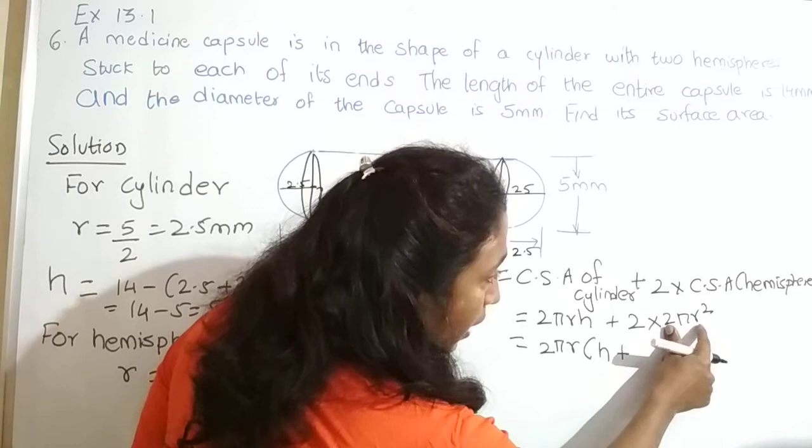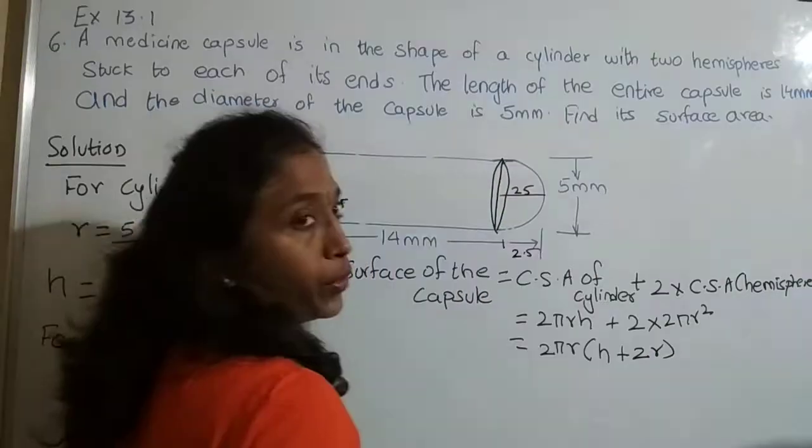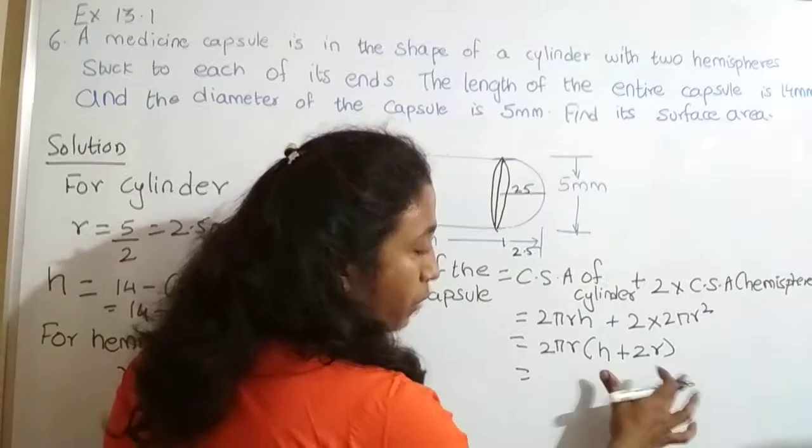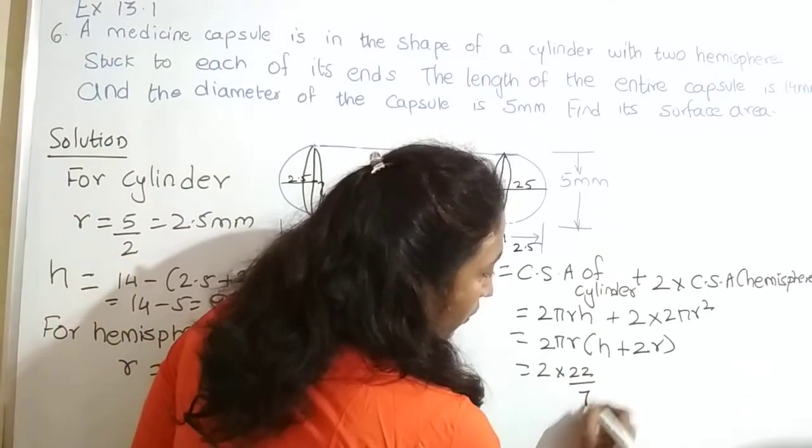I have taken 2 pi r, so here 2 will remain, and 1 r, so 2 r. I hope this is very clear. So in this way, if you do, the calculation becomes very easy. So 2 into 22 by 7, the pi value.